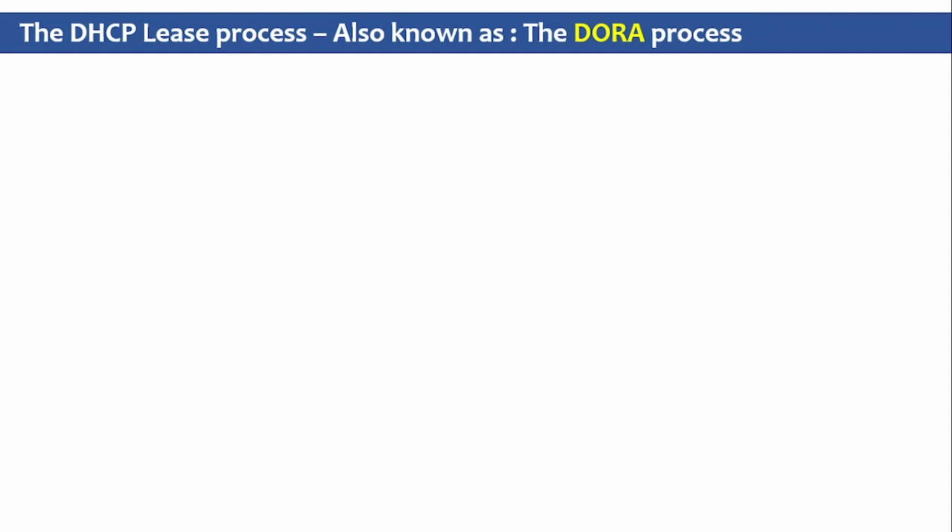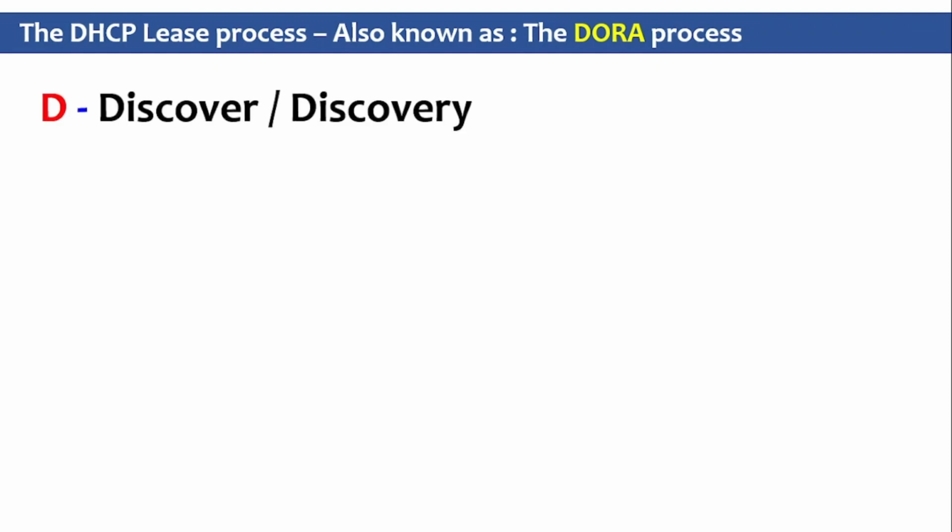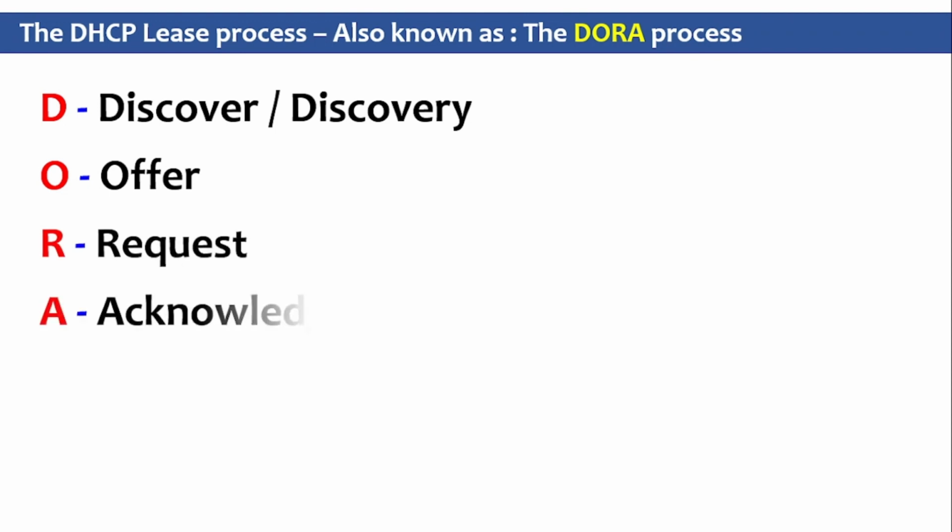DORA is an acronym where D stands for discover or discovery, O stands for offer, R stands for request, and A stands for acknowledgement. So this is DORA: discover, offer, request and acknowledgement. This is the DHCP lease process. Let us dive into each and every step. Step number 1, DHCP discovery.